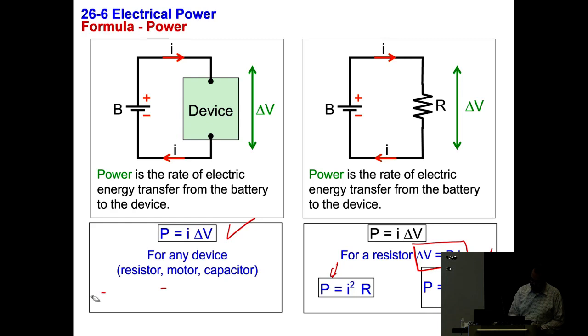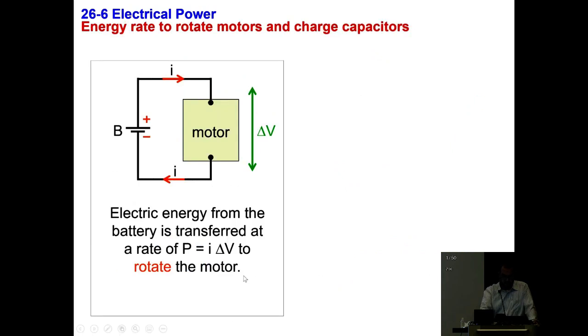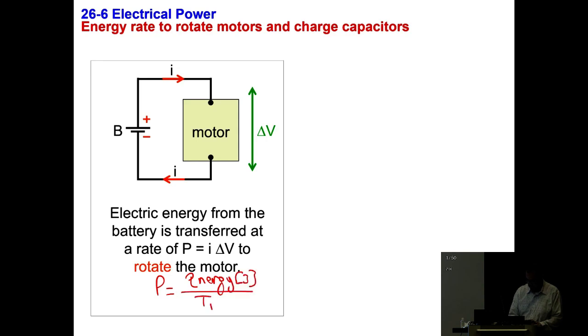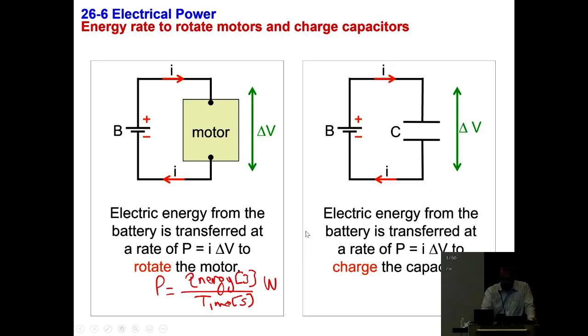Actually, we'll deal with charging and discharging capacitors. If you have a motor, for example, and you know the current flowing through the motor and the voltage difference, you can determine the power. Remember, power is energy per unit time, so energy in joules per unit time in seconds. The unit for power is the watt: 1 watt is 1 joule per second. So for a capacitor, if you have the current and the potential difference, the power to charge it is I delta V.